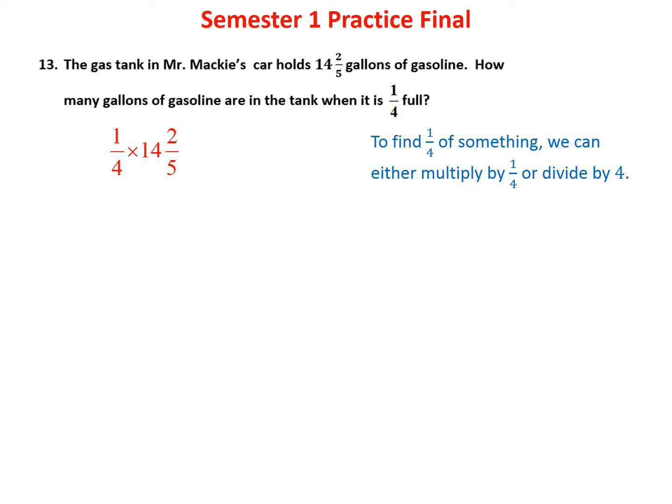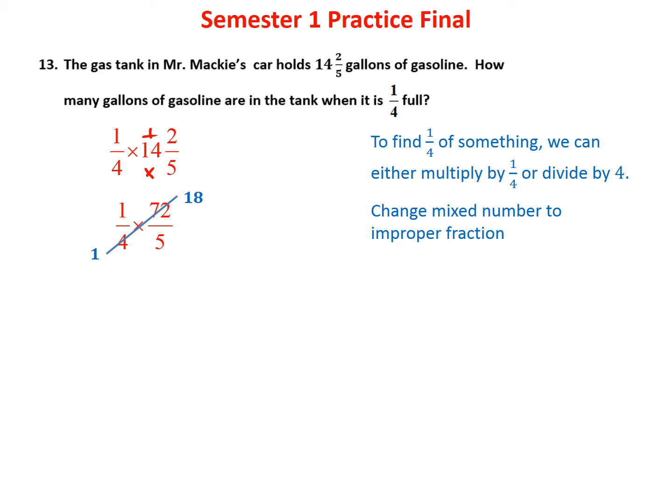Now we can't multiply a fraction times a mixed number, so we have to change this mixed number to an improper fraction. So we're going to multiply 5 times 14 and add 2. And so we end up with 72 over 5. And now we can multiply 1 times 72 and then 4 times 5. Or sometimes if we see where we can divide something out ahead of time, I notice that 4 goes into 72, 18. Now I just have to multiply 1 times 18 and 1 times 5. And so our answer is 18 over 5.